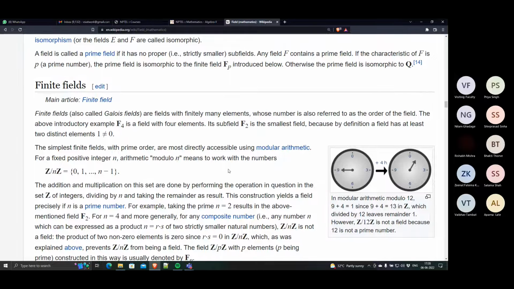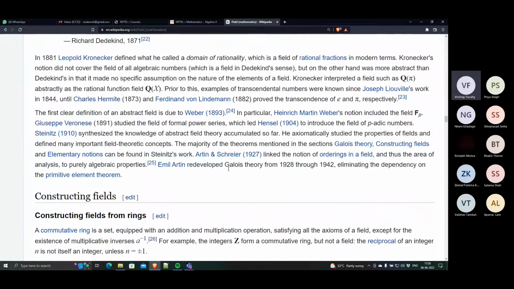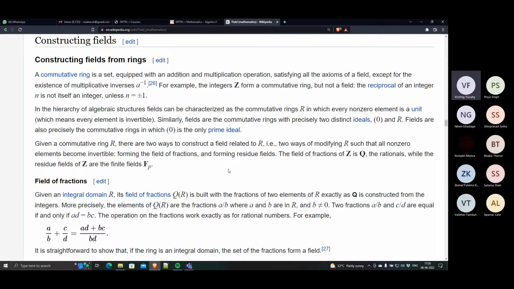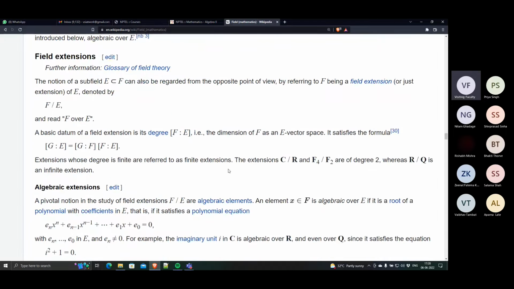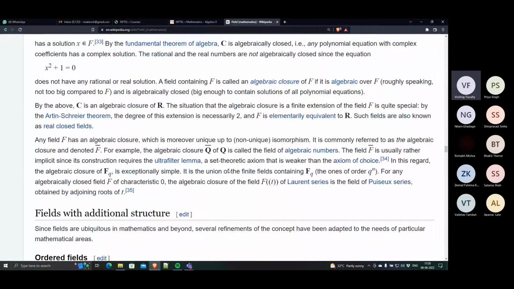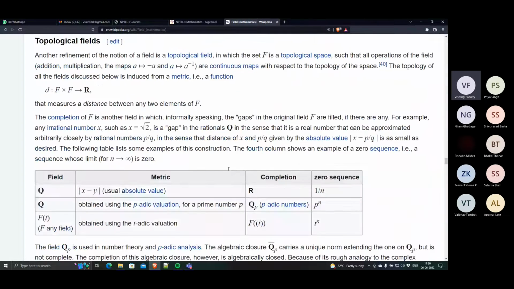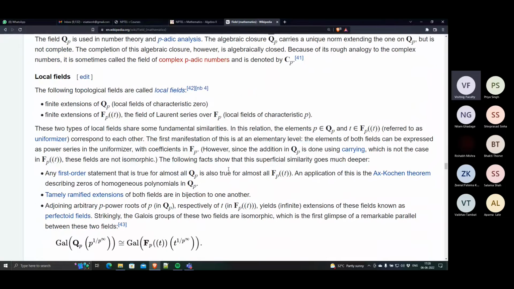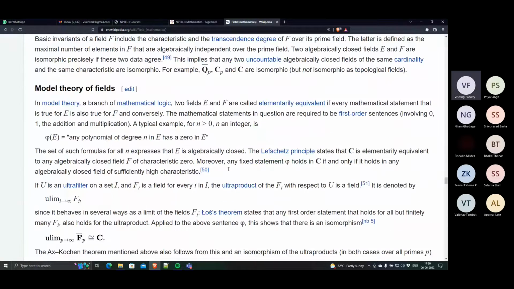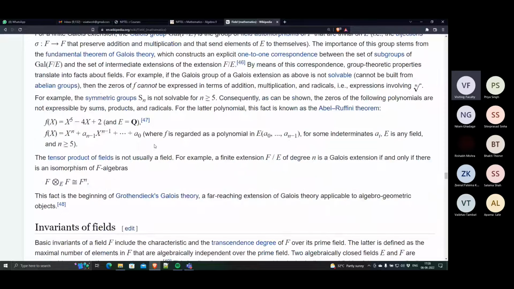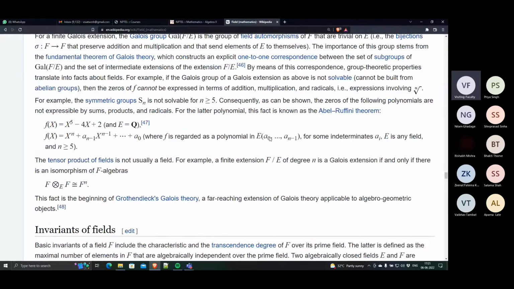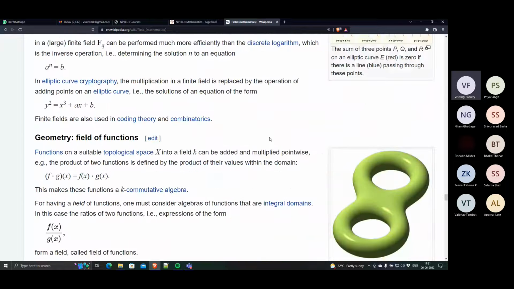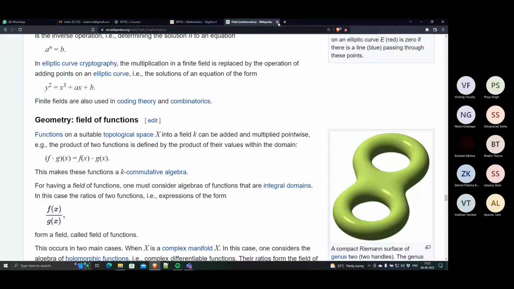So these were simple examples. History, etcetera, not very interested. Constructing fields, we will look at it a little bit. Field extensions are the main thing that we want to study. So I'll give you some things to read, not from Wikipedia, which is usually too detailed. There is something called Galois theory, but we will not get into Galois theory. If you want to learn it later, maybe you will have a course. I don't know, but yeah. So that is it.